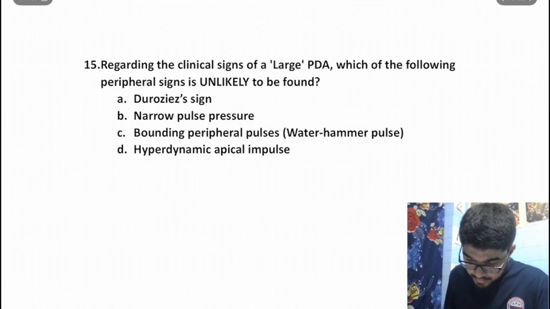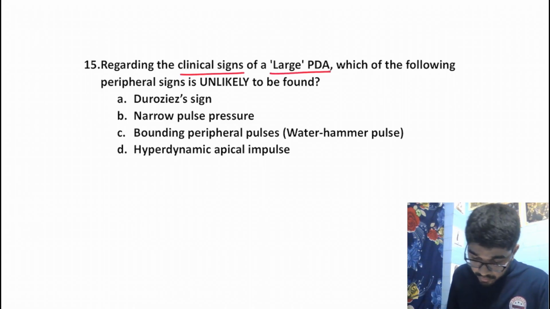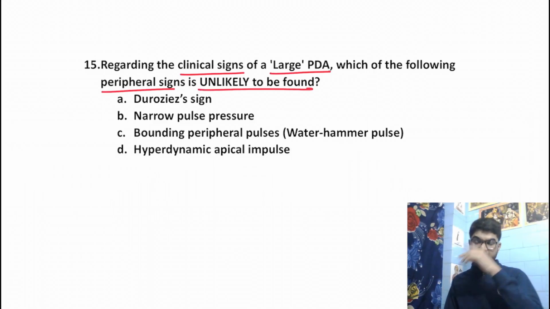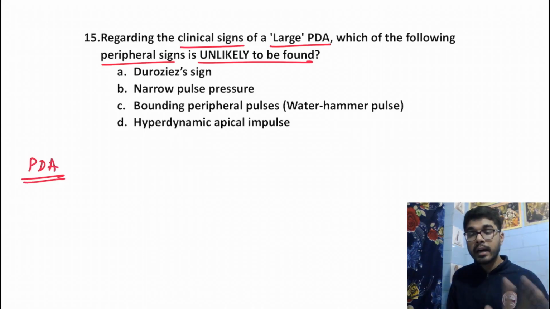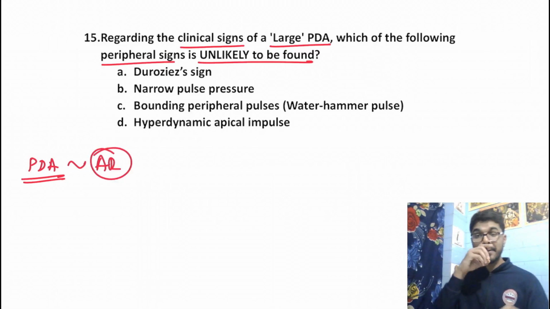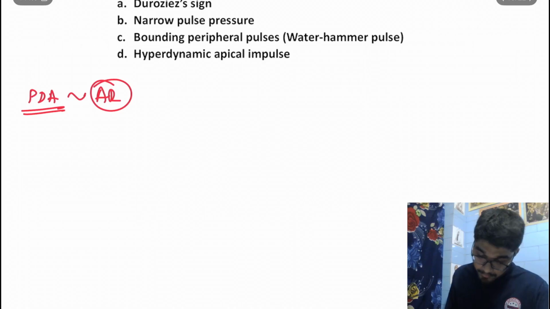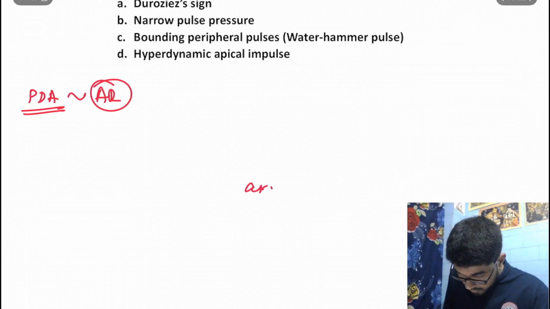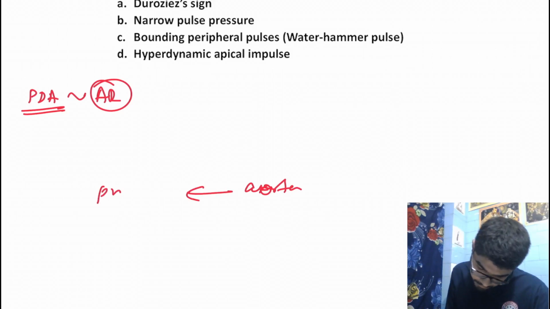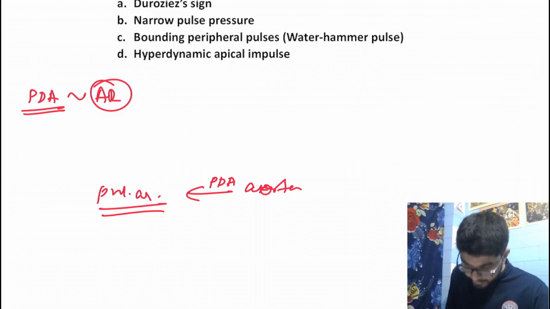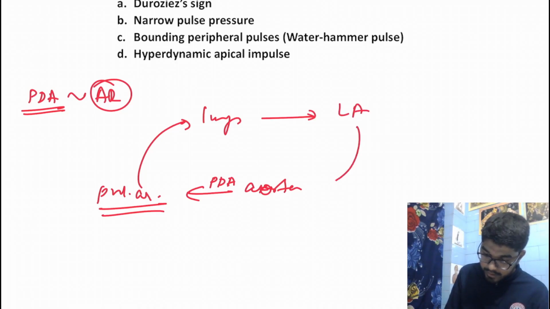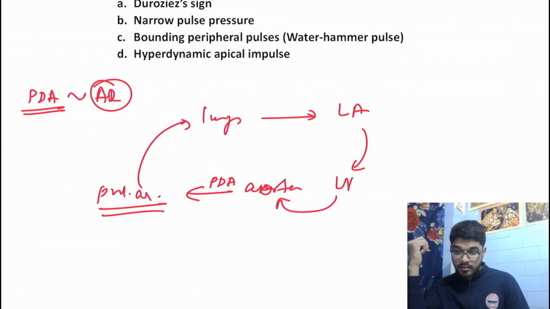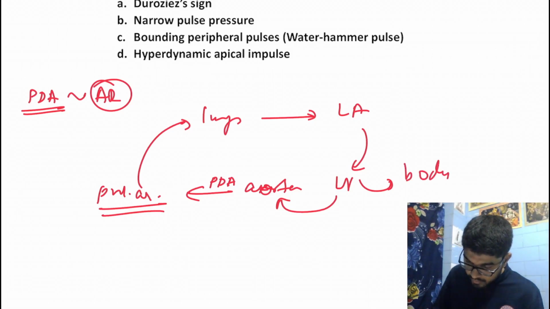Now, regarding the clinical signs of a large PDA, which of the following peripheral signs is unlikely to be found? Remember what happens in PDA. One important thing, the PDA cardiological findings will be almost similar to that of aortic regurgitation. Why is it so? The shunt is via the PDA from the aorta to the pulmonary artery, from the pulmonary artery to the lungs, from the lungs to the left atrium, from the left atrium to the left ventricle to the aorta, and from the left ventricle to the body as well.